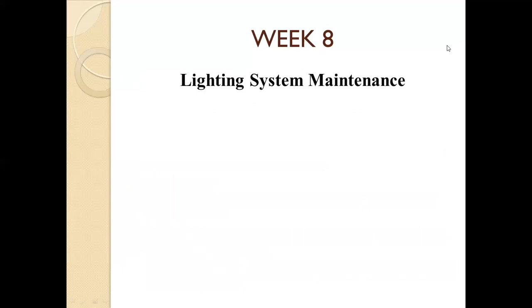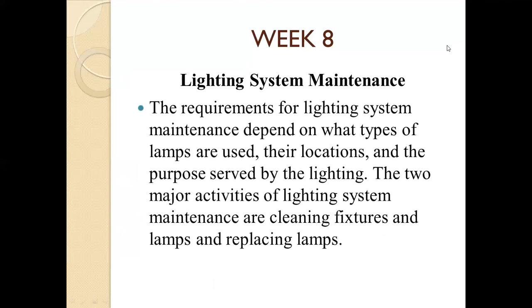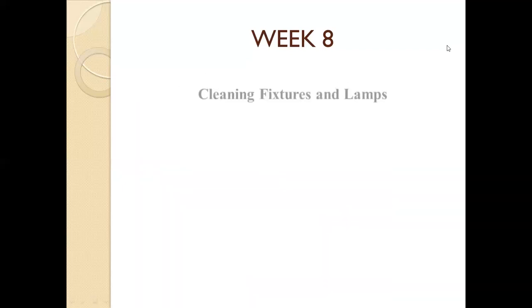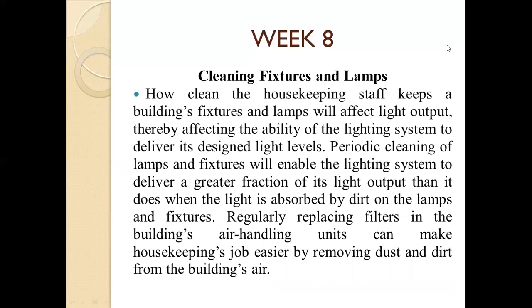Also, for a lighting system, there should be maintenance, and the requirements for lighting system maintenance depend on what types of lamps are used, their locations, and the purpose served by the lighting. The two major activities of lighting system maintenance are cleaning fixtures and lamps and replacing lamps. Cleaning fixtures and lamps: how clean the housekeeping staff keeps a building's fixtures and lamps will affect light output, thereby affecting the ability of the lighting system to deliver its designed light levels.